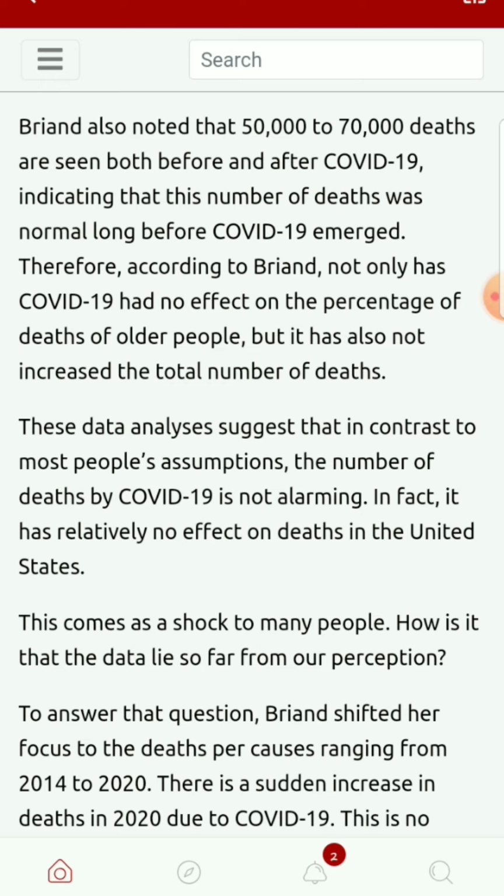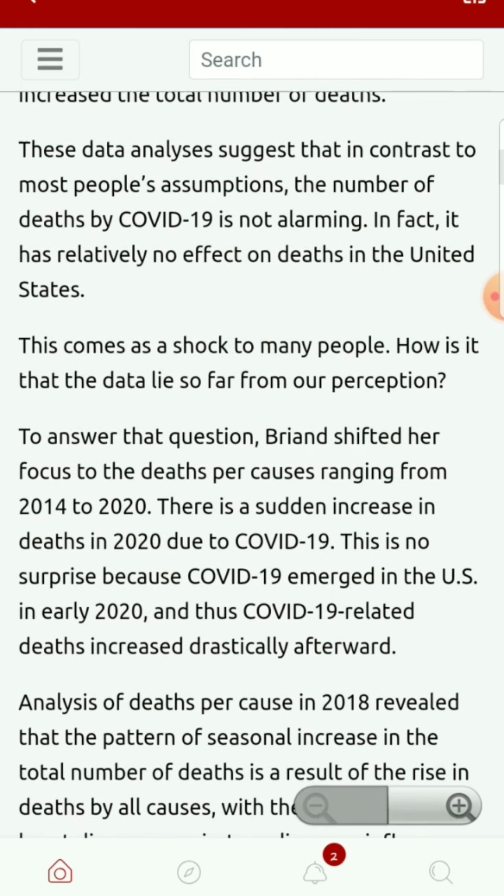Therefore, according to Bryant, not only has COVID-19 had no effect on the percentage of deaths of older people, but it has also not increased the total number of deaths. This data analysis suggests that in contrast to most people's assumptions, the number of deaths by COVID-19 is not alarming. In fact, it has relatively no effect on deaths in the United States.